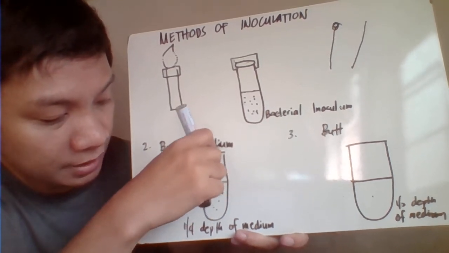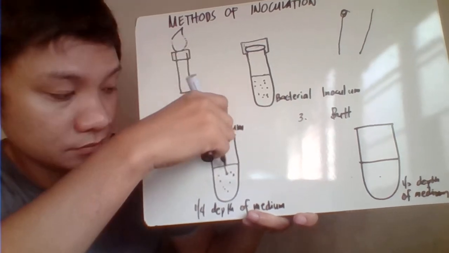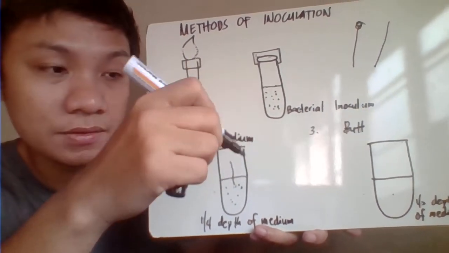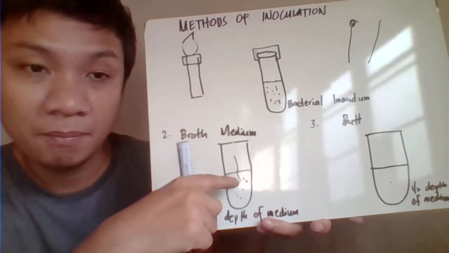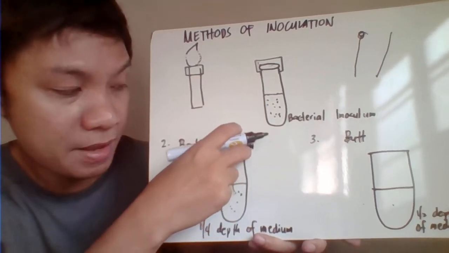Then you can rotate the inoculating loop here. Rotate mo siya dito. That will allow the bacterial inoculum on the inoculating loop to be present in your broth medium. Then after that, you can flame the mouth of this one.